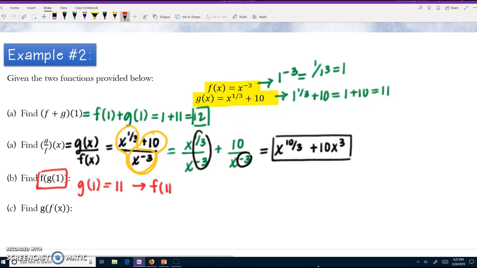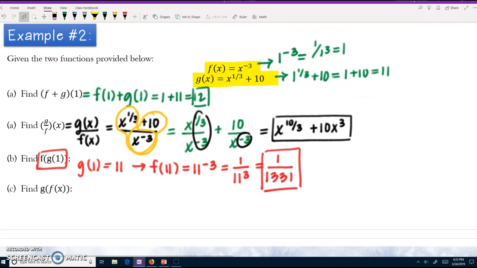So now instead of find f of g of 1, we can just find f of 11, which means I'm going to plug 11 in to x to the negative 3rd. So I'll have 11 to the negative 3rd power, which is the same thing as 1 over 11 cubed, which is going to be a pretty big number, but we can certainly find that in our calculators. That's going to be 1 over 1,331. And that's our final answer there.